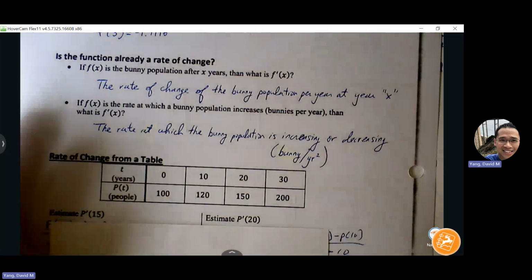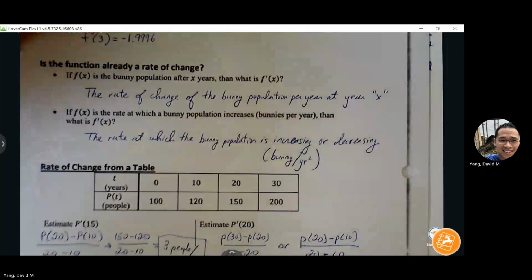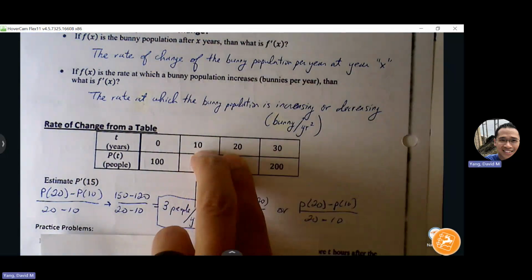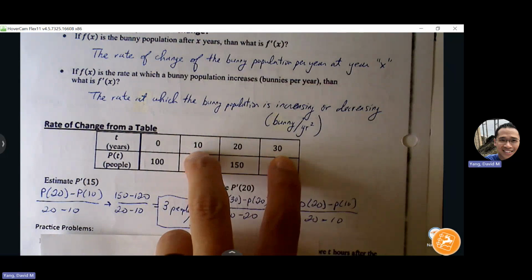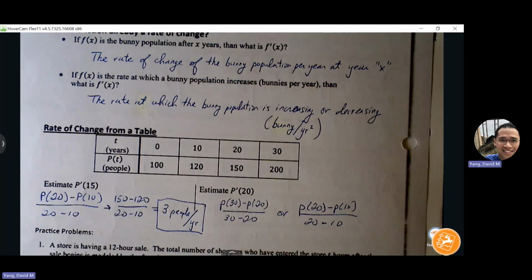But for p prime of 20, typically I would say using these 2 ordered pairs or these 2 ordered pairs is usually better than using these 2.